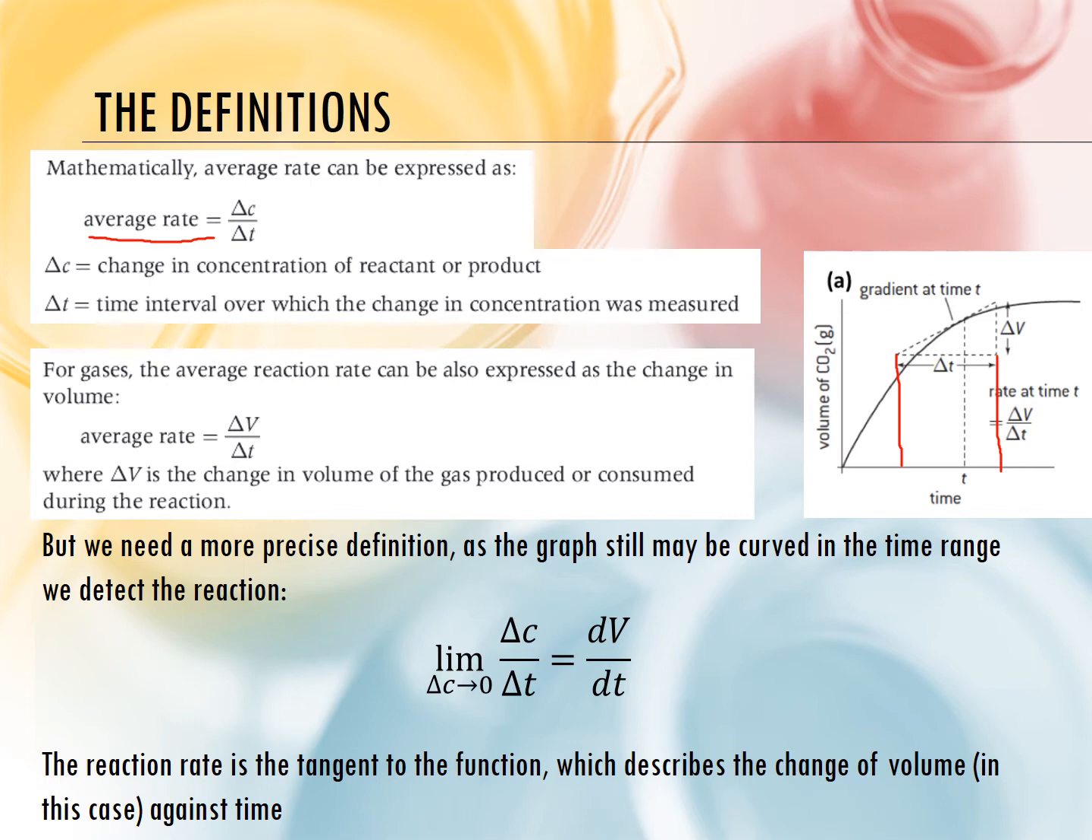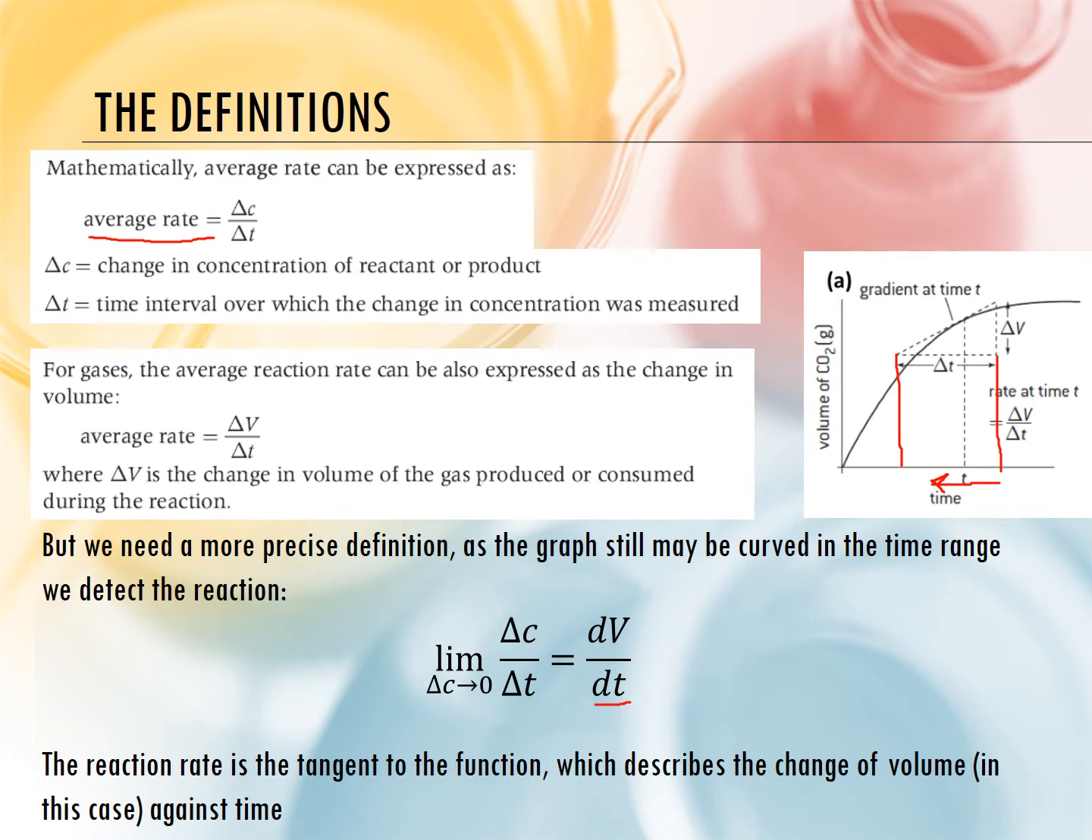So what we are actually doing here, when we calculate reaction rate like this, we are just narrowing the time in which we calculate the difference of concentration. And that's a mathematical operation which is represented by this formula. That means we narrow the range of time in which we calculate the change of concentration.